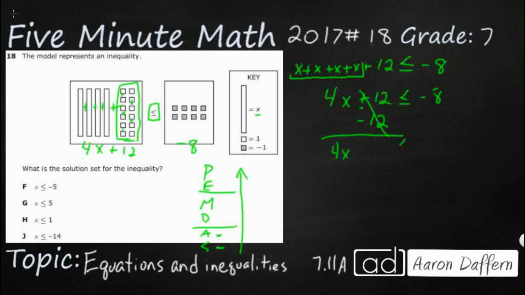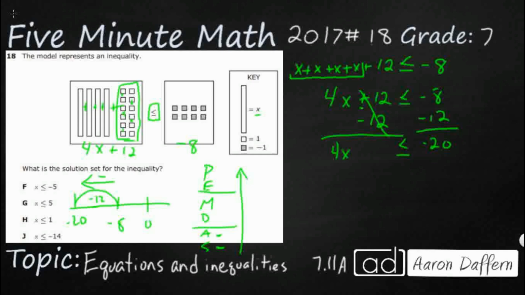I've got 4x. But in order to keep it balanced, I need to do the same thing to both sides. So -8 minus 12. Realize you've got your 0, here's my -8. If I'm doing minus 12, I'm going way out here, because minus is what goes to the left. So that is going to be -20. Subtracting from a negative is almost like adding: 8 plus 12 makes 20, so -8 minus 12 also makes -20. And so now I've got 4x is less than or equal to -20.